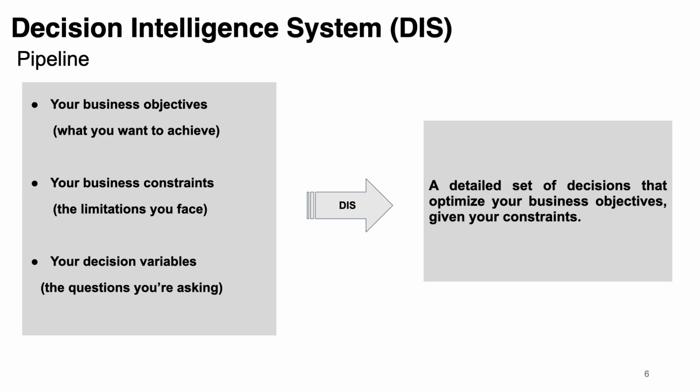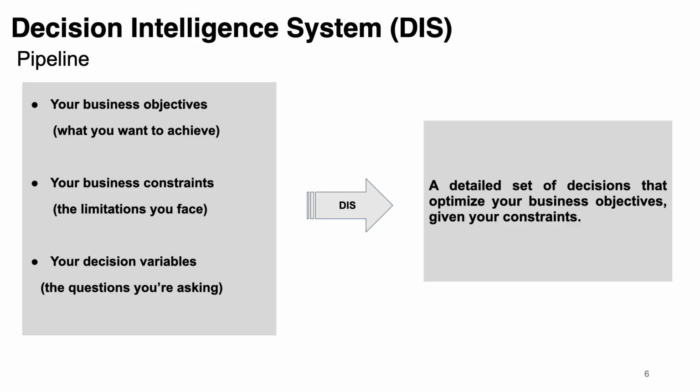To understand how to build a model, we must first understand the decision intelligence pipeline. Think of a DIS as a sophisticated engine that requires 3 specific types of fuel to run. First, your business objectives, which define exactly what success looks like for you. Second, your business constraints. These are the hard boundaries and limitations you face, such as budget, labor, or physical space. Third, your decision variables. These represent the specific questions you are asking the system to answer, like how many units should I move or which route should I take.